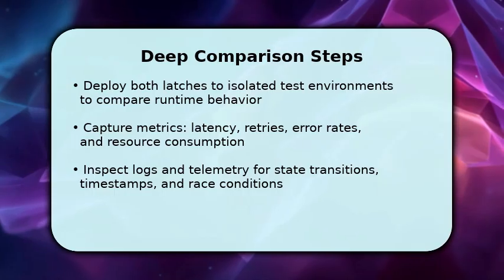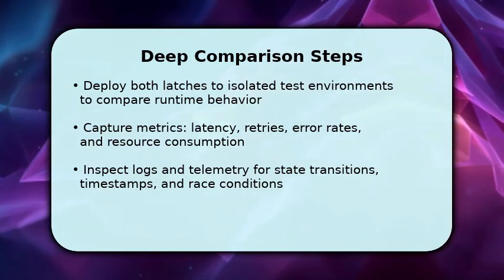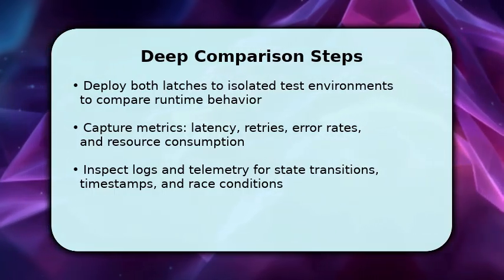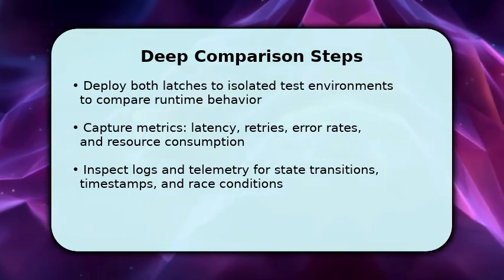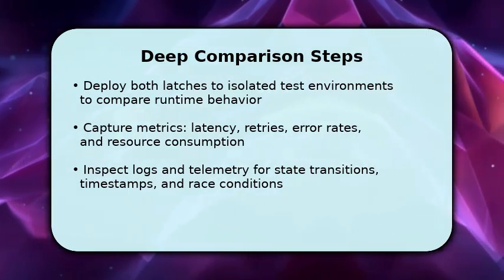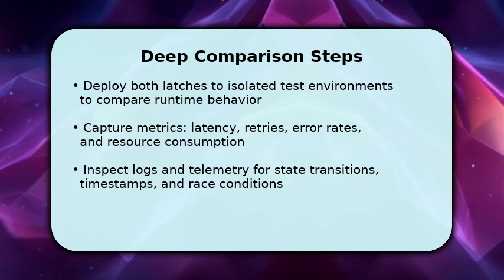Then, inspect logs and telemetry to understand state transitions and timestamps. This reveals race conditions and ordering assumptions. Once you have traces, correlate events across systems to see where semantics diverge.